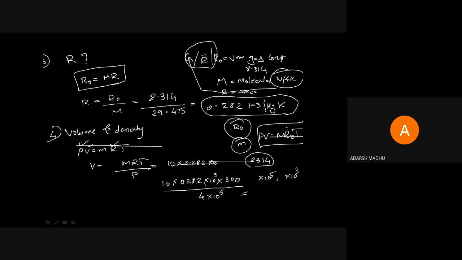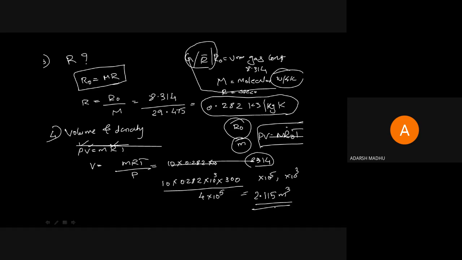Simple, use the equation. You may ask, why not use nRT? If you use nRT, you want to take the R value as R naught value. Here we are using the calculated gas constant value, so PV equal to mRT. So the volume is 2.115 meter cube. Volume of the mixture.